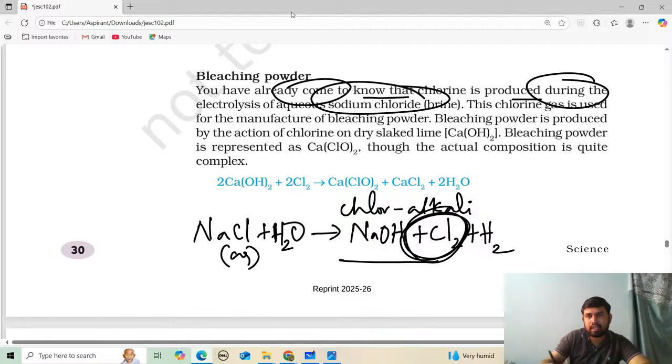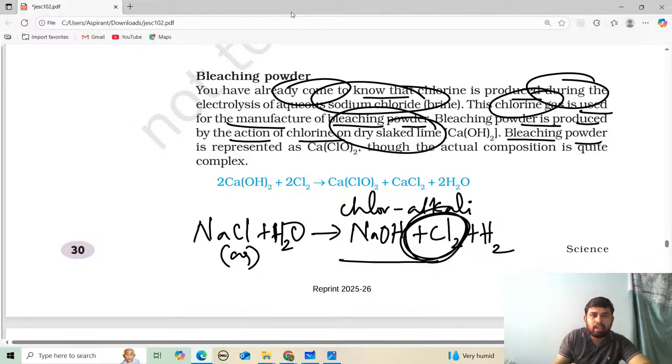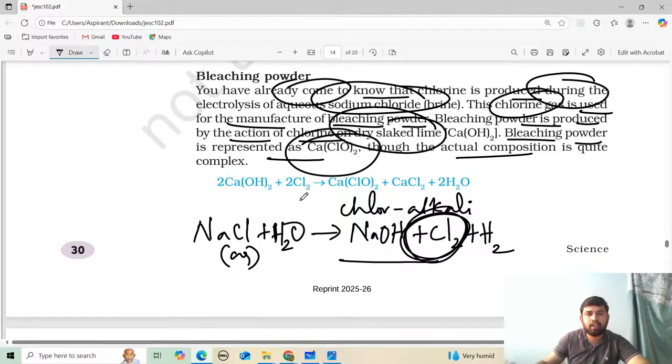In this process we get chlorine gas, and that chlorine gas is used for the manufacture of bleaching powder. Bleaching powder is produced by the reaction of chlorine on dry slaked lime. The formula CaOCl2 is represented differently in some books, but let it be, no issues. This is the reaction which represents bleaching powder.